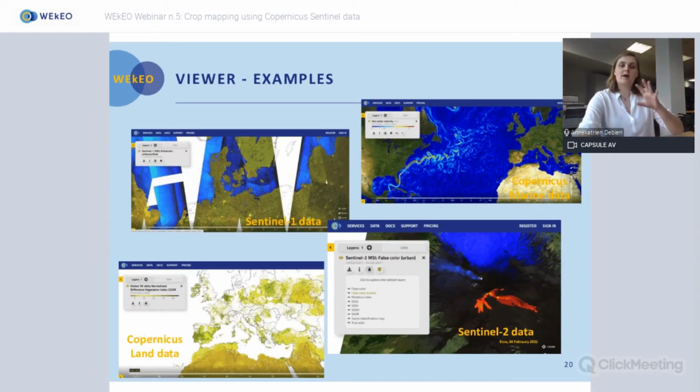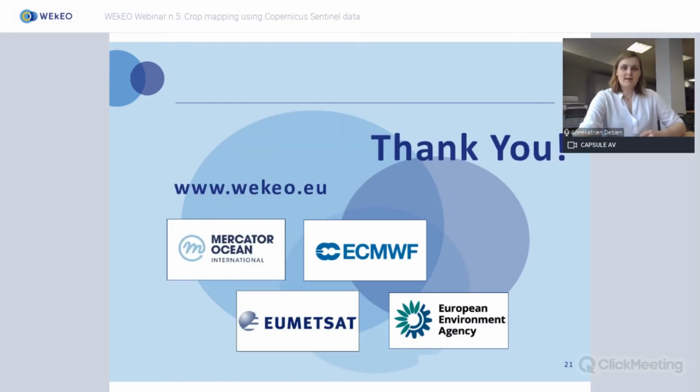And you can download them and work with them in the Jupyter notebook as will be shown later on. But you can also view them on the browser itself with some nice examples here of some Sentinel-2 data and some Copernicus land data if you just want to have a look around the data itself and to see how applicable they are to your application.